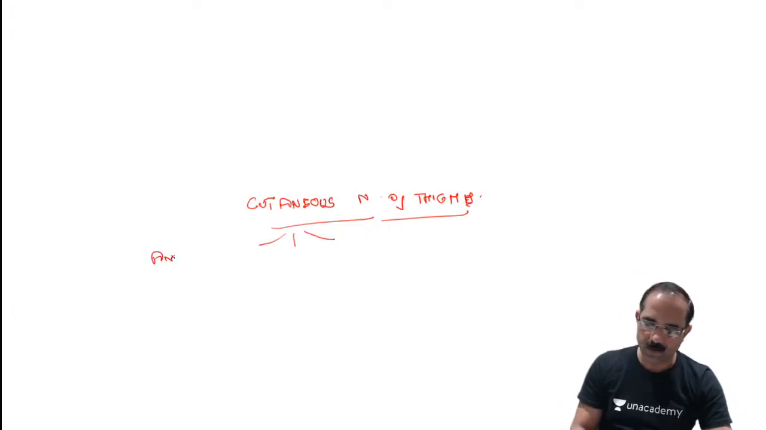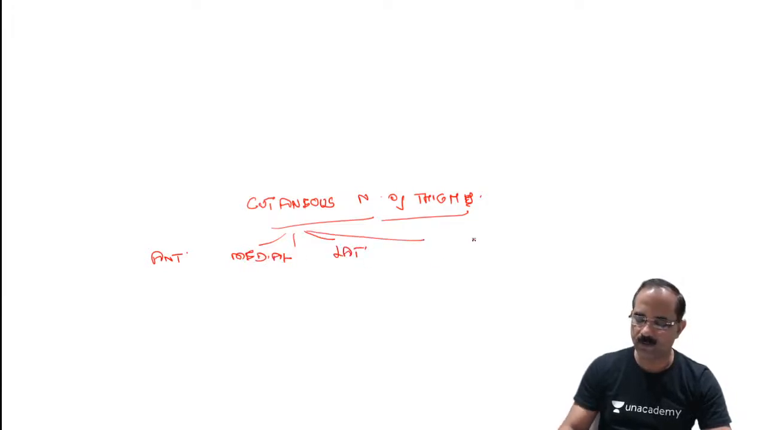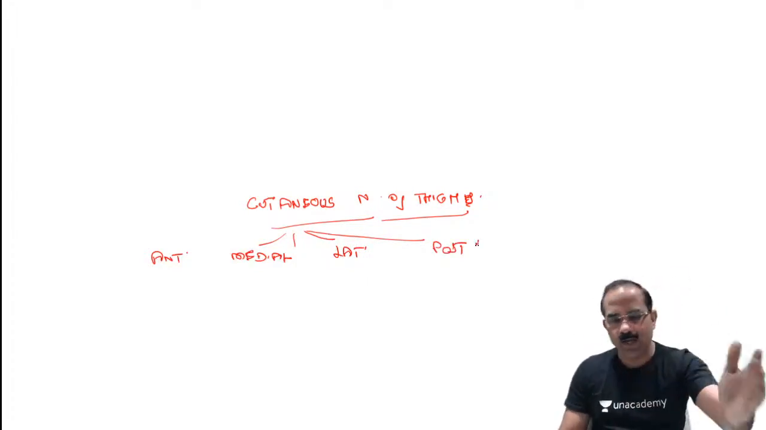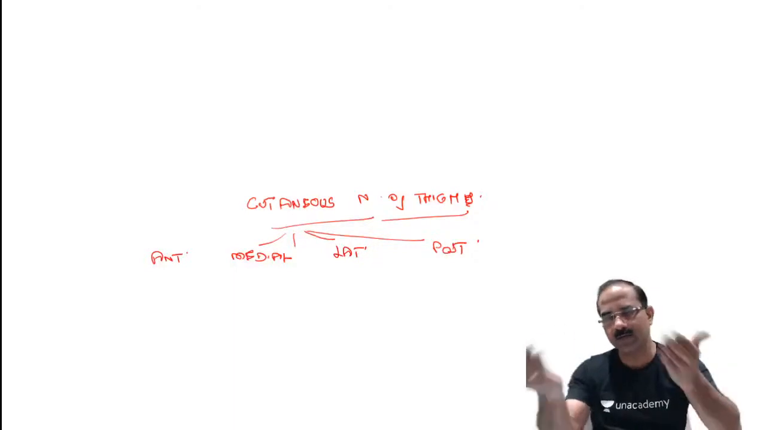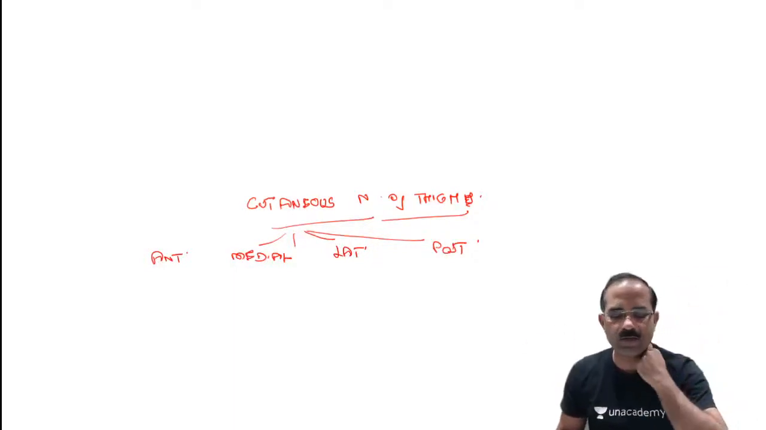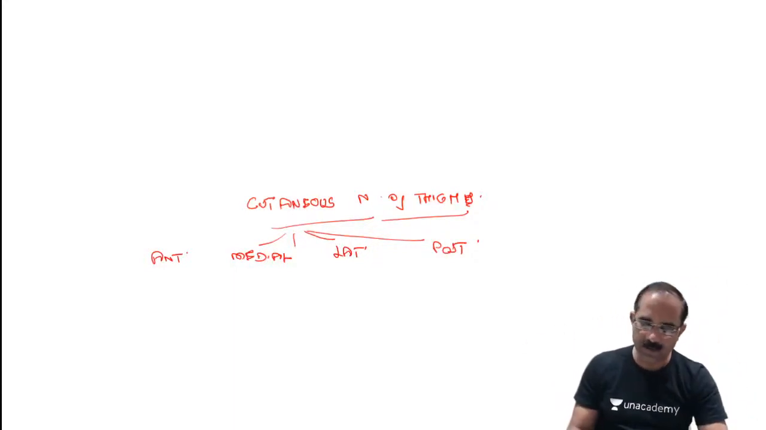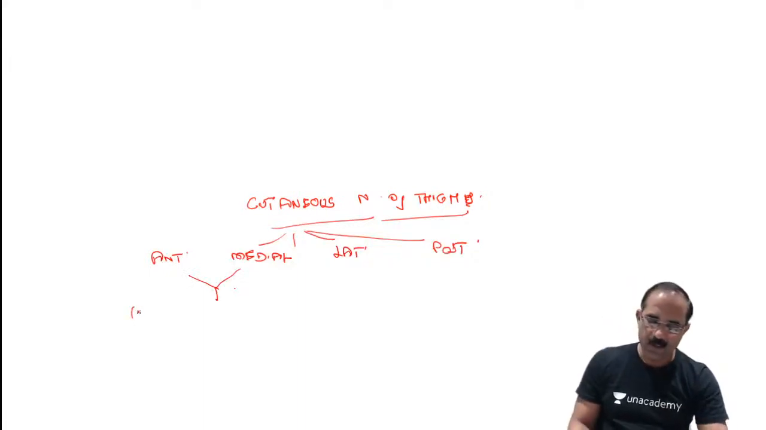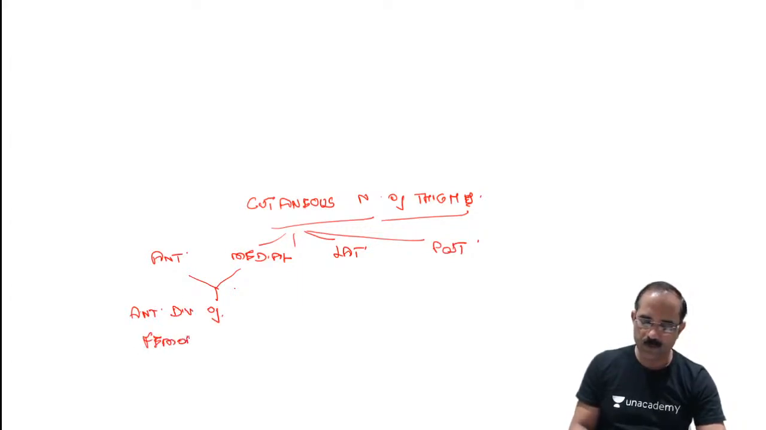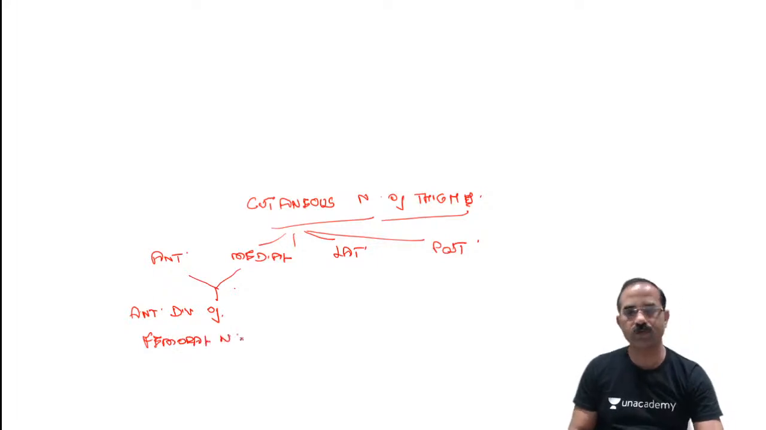One is the anterior cutaneous nerve. Second is the medial cutaneous nerve. Third is the lateral cutaneous nerve of the thigh, and the last one is the posterior cutaneous nerve of the thigh. So anterior, medial, lateral, and posterior: there are 4 cutaneous nerves of the thigh. The anterior and medial cutaneous nerves of the thigh are branches of the anterior division of the femoral nerve.